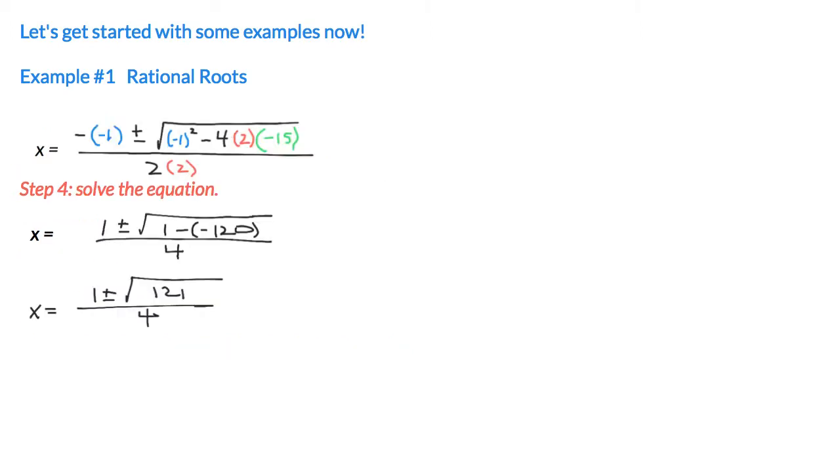Now let's solve the equation. The negative of the negative 1 will give you a positive 1. The negative 1 squared will give you a positive 1. The 4 times the 2 times the negative 15 gives you a negative 120. And the 2 times the 2 gives you a 4. Then 1 minus a negative 120 gives you 121.